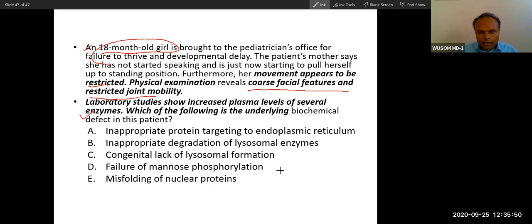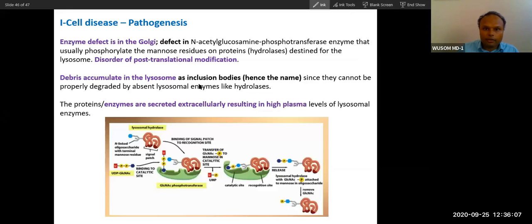You can easily find it: failure of mannose phosphorylation. The phosphotransferase enzyme is deficient. Which phosphotransferase? N-acetylglucosamine phosphotransferase.